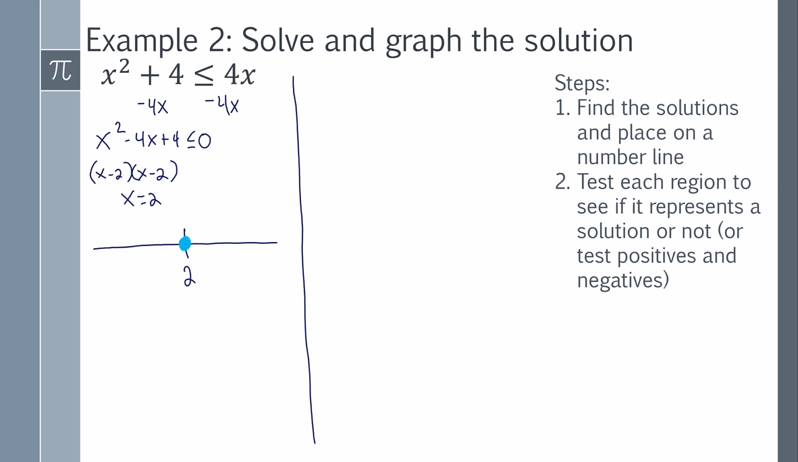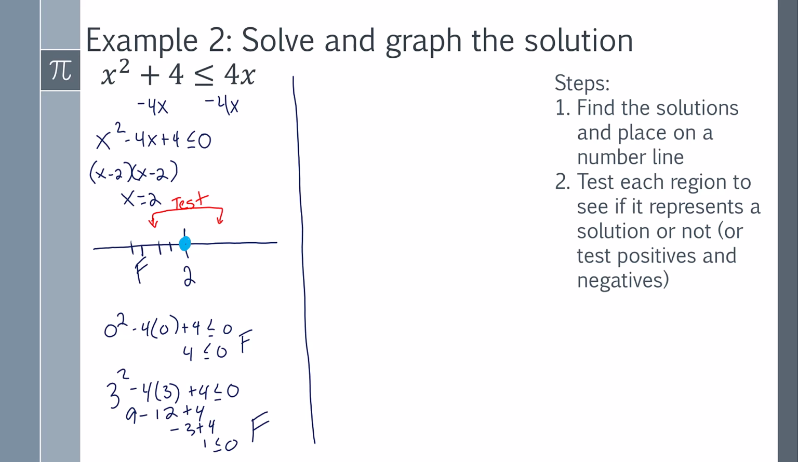I can do the positive and negative part, and I'll show both, or we can just do the true and false. So if I plugged in 1, or 0, or -1, you could plug in any of these values here. I plugged in 0, I got false. Now I can test a value on the other side, like 3 or 4 or 5. Again, I plugged it in, I got 1 is less than or equal to 0, that's also false.